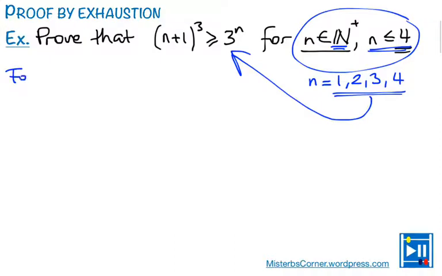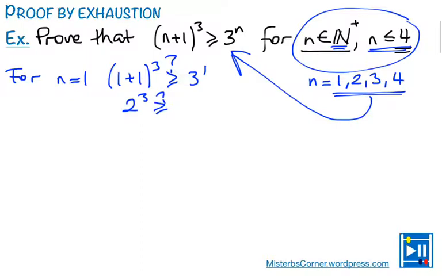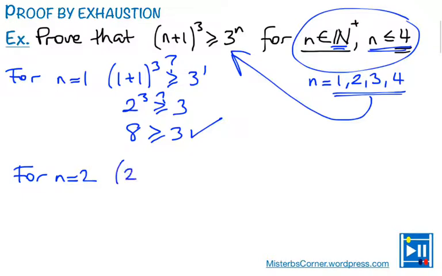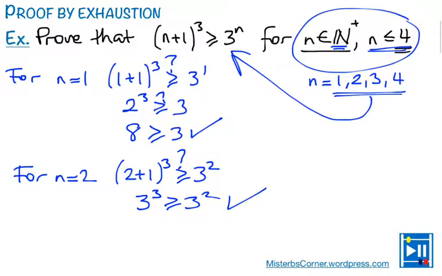So we can say for n equals 1, (1 plus 1) cubed, well, we're checking, so we put a question mark on top of the inequality, is greater than or equal to 3 to the power of 1. What happens here is it is 2 cubed, and the right hand side is 3, so basically we have 8 is greater than 3, which is a tick. So for n equals 1, we're good. For n equals 2, (2 plus 1) cubed is greater than or equal to 3 squared. This is 3 cubed, and this is 3 squared. Obviously, without calculation, that is correct.